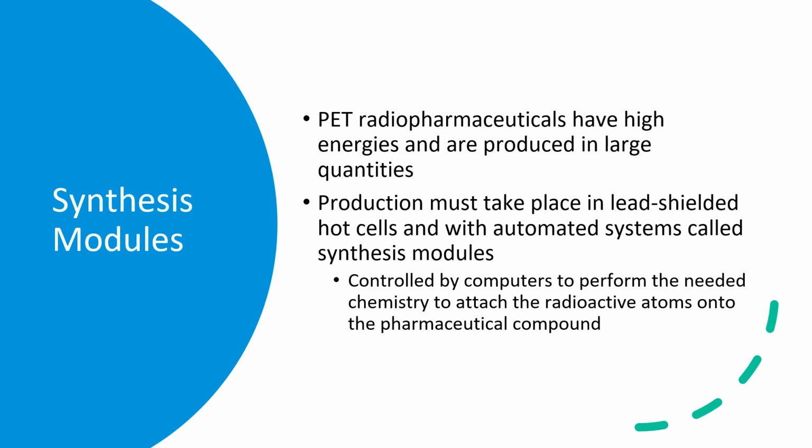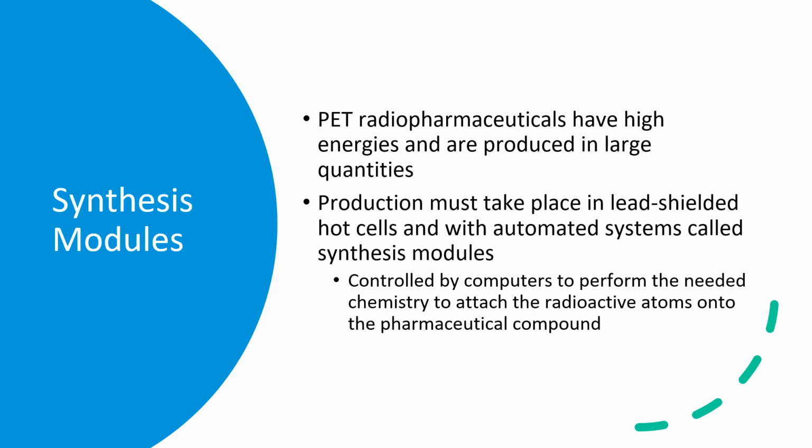The PET radiopharmaceuticals have high energies, and so they're produced in large quantities also. The production must take place in lead-shielded hot cells with automated systems called synthesis modules. Those are new terms for you as you're learning PET, but essentially that hot cell is where all the radionuclides are stored while they're being used, and it is surrounded by lead. It's called a hot cell mostly because it's so radioactive. There's a lot of activity present.